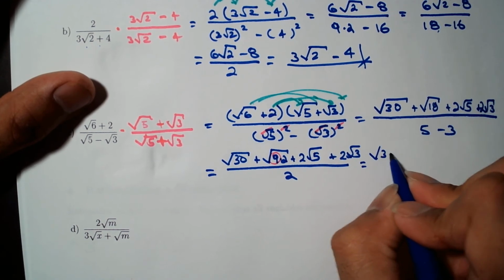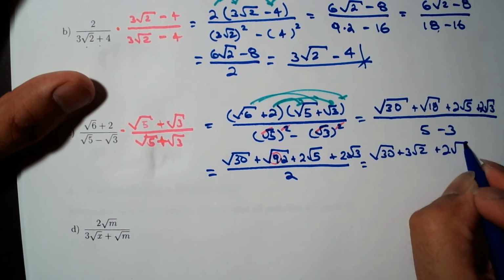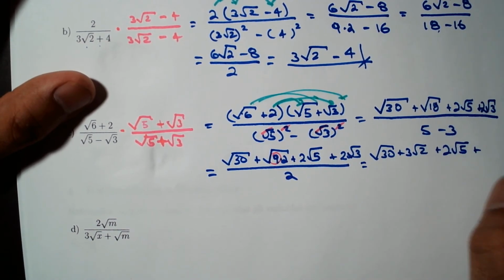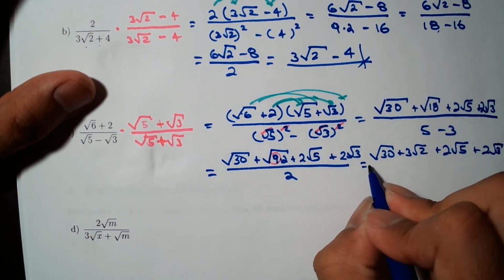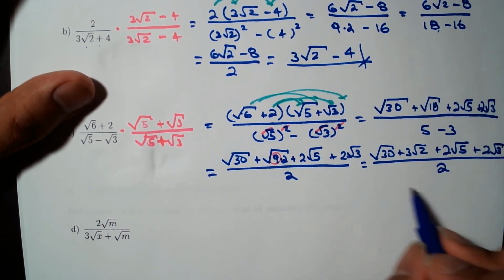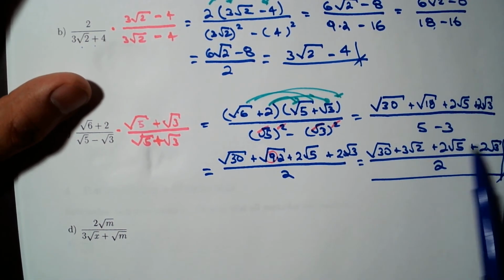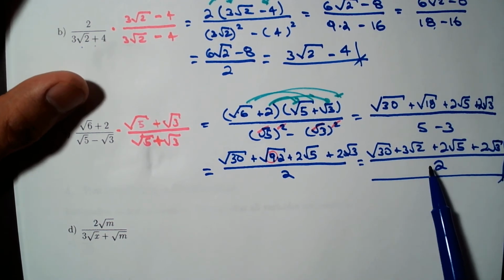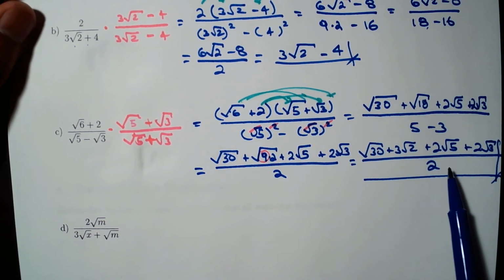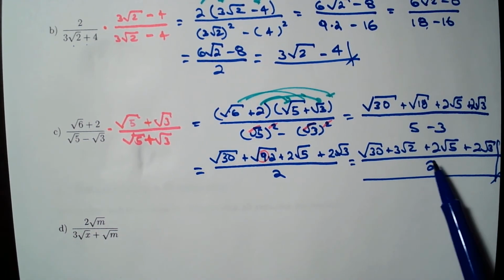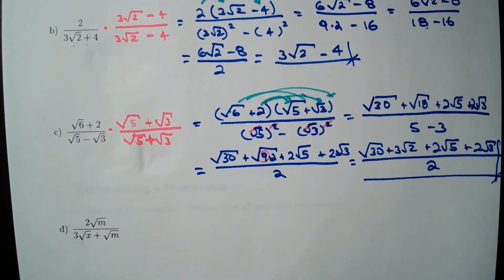So square root of 30 plus 3 root of 2 plus 2 root of 5 plus 2 root of 3, divided by 2. And in this case, call it a day for this exercise. We cannot divide all of the terms by 2. So yes, this one has a denominator, I agree. However, that still helps us reach our goal, which is to get rid of the radicals in the denominator.